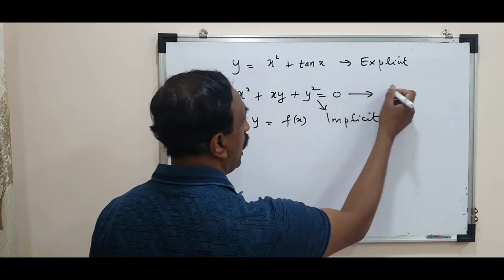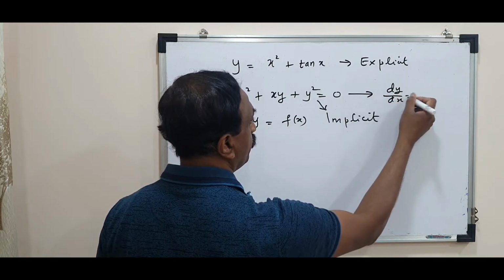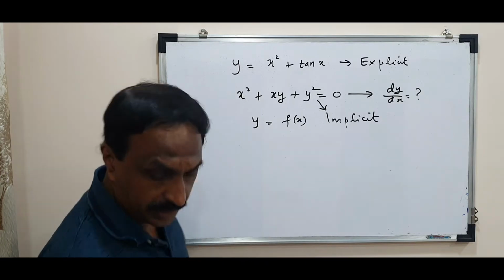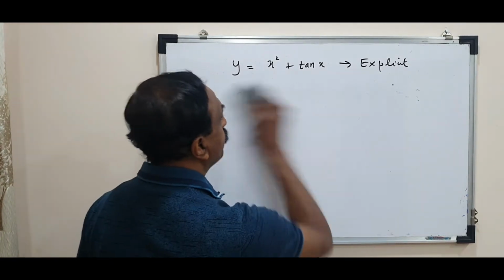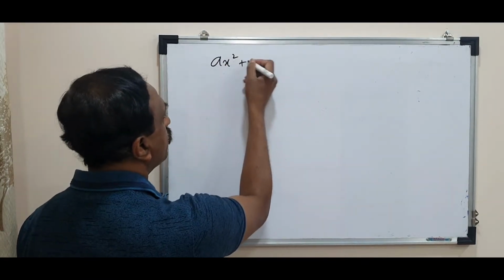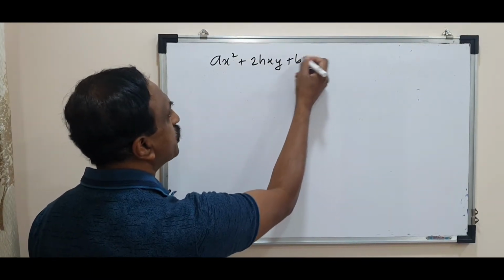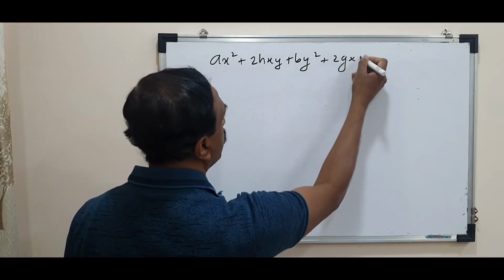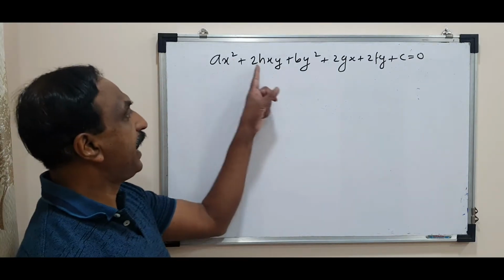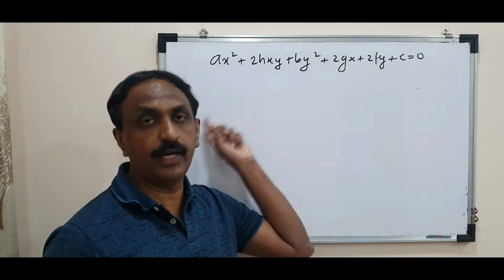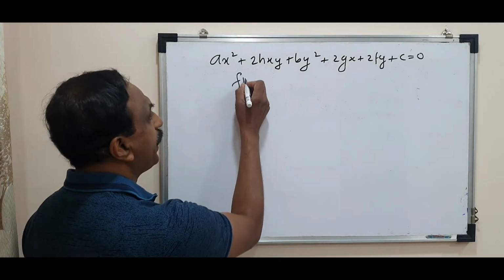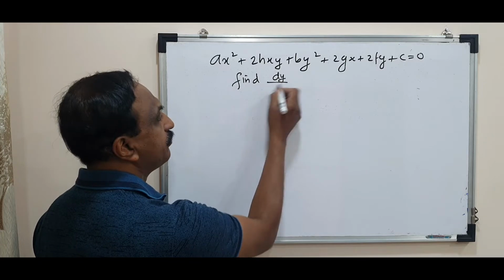In such a function, how will we find dy by dx? That's what we are going to learn today. For example, we have learned the pair of lines equation. I'll take this as my first example: ax square plus 2hxy plus by square plus 2gx plus 2fy plus c equal to 0. You know that a, h, b, g, f, c are all numbers. There are only two variables in it, x and y. And you are asked to find what is dy by dx.